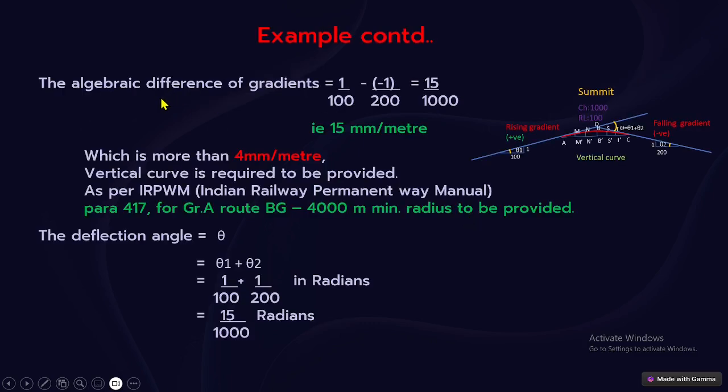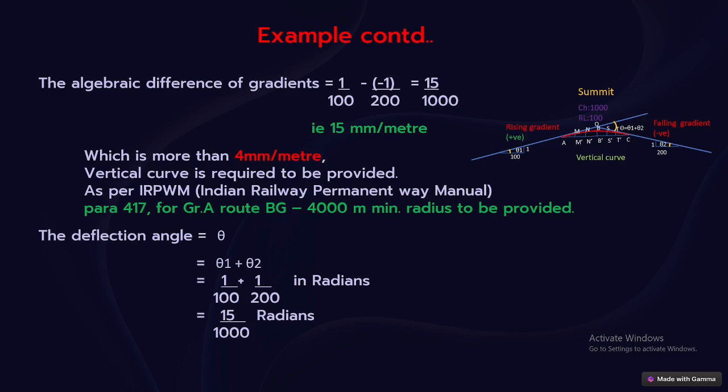First, the question they asked is whether the vertical curve is required or not. First we have to decide whether the curve is required. As already discussed, the vertical curve is required whenever the algebraic difference between the two grades is equal to or more than 4 mm per meter. We are supposed to provide the vertical curve. So we have to find the algebraic difference of the two grades. The first gradient is a rising gradient, 1 in 100. The second gradient is a falling gradient, 1 in 200.